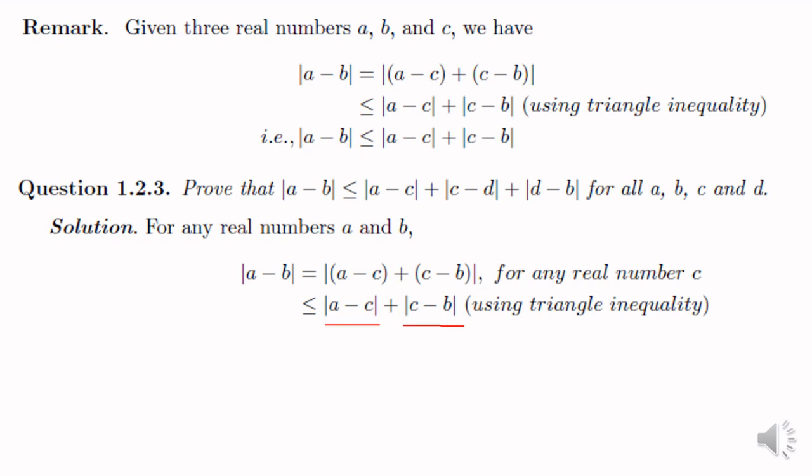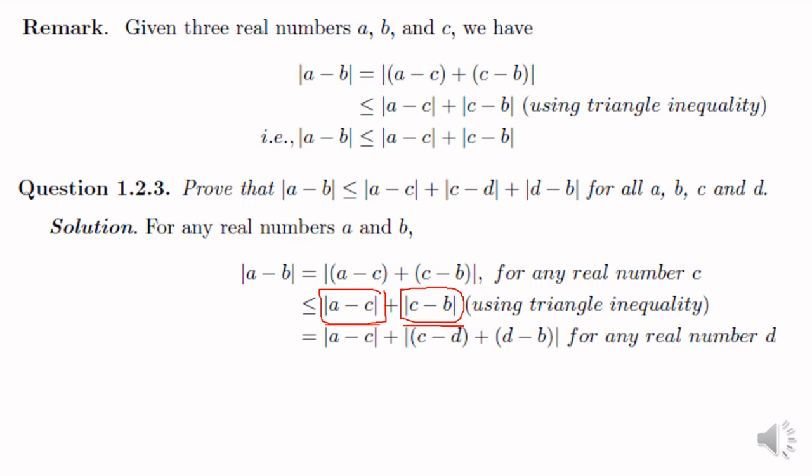Okay. Now we will keep the first modulus as it is, and in the second modulus c minus b, we will subtract and add d in between c and b. So this is equal to modulus of a minus c plus the second one, modulus of c minus b, which can be written as modulus of c minus d plus d minus b, where d is any real number. Now what we do is that we apply the triangle inequality for the second modulus.